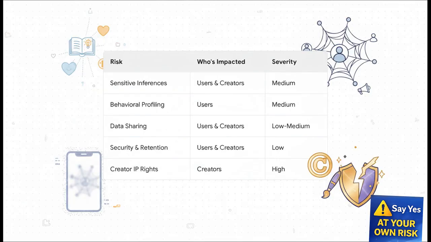So, this table gives us a great snapshot of the potential risks. Things like sensitive inferences. That just means the platform can make guesses about you based on what you watch. Or behavioral profiling, which is how they build a detailed picture of you for advertisers. But I want to focus on the one with the highest severity, especially for creators, your intellectual property rights.